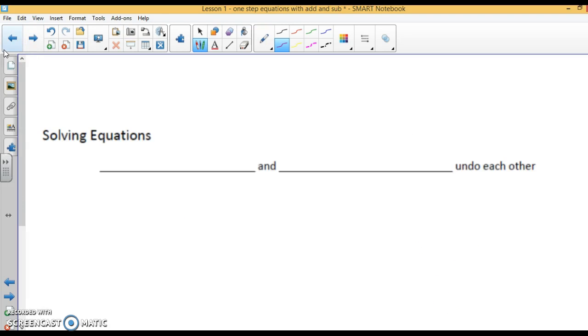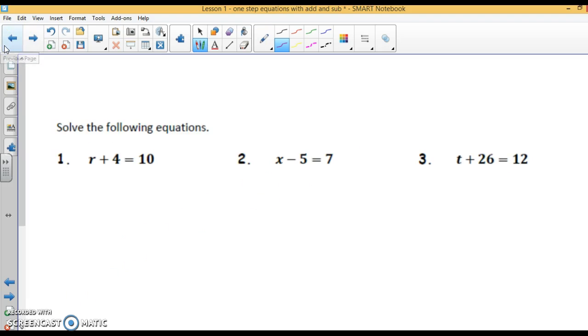Solving equations. Addition and subtraction undo each other. They're opposites. Now, when we are solving equations, the equals splits the equation in the middle. I like to draw a line right down the middle.